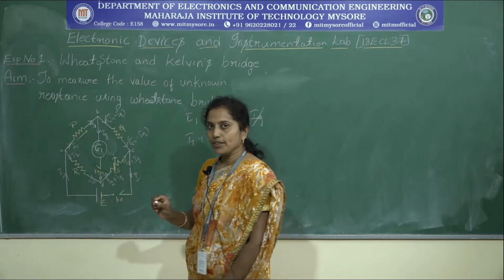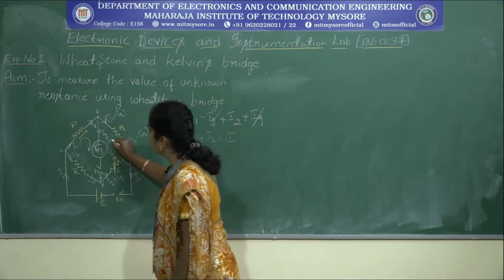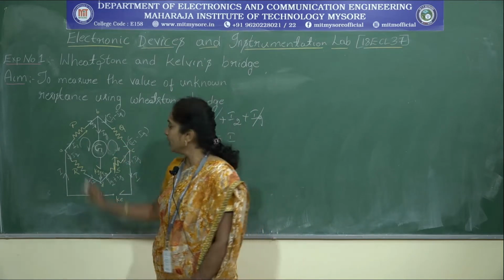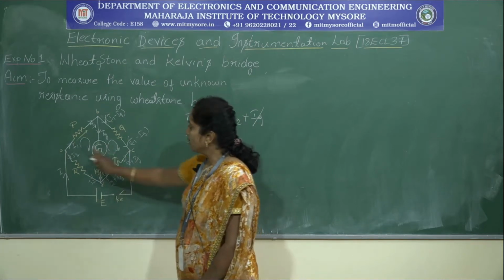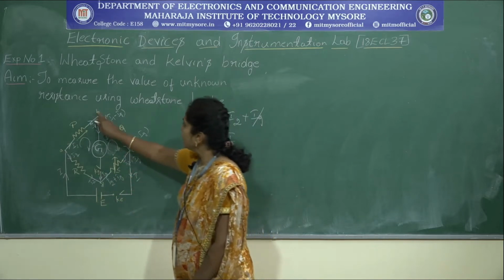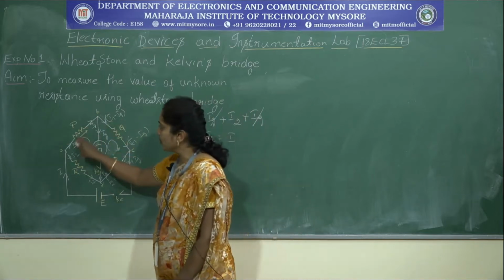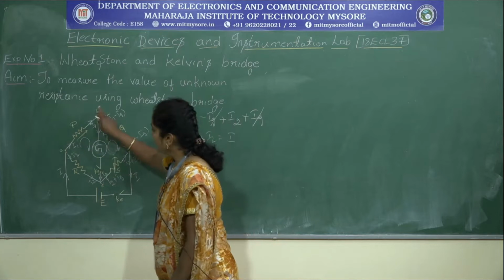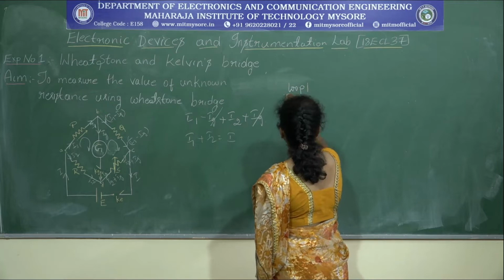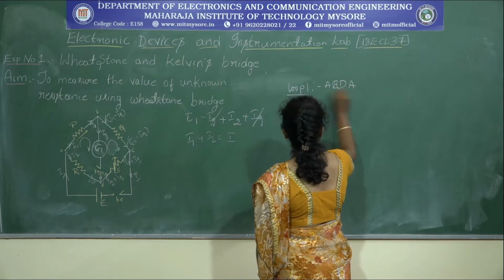Now coming to the next point, we are having two loops with the KVL. We can apply two KVL equations with this circuit, and we have two loops here. One loop is A, B, D and A. The second loop is B, C, D and B. Now coming to the first loop, Loop 1, A, B, D, A.